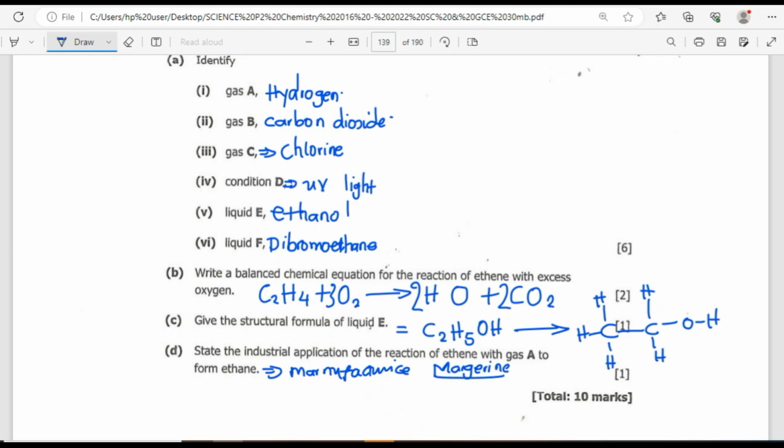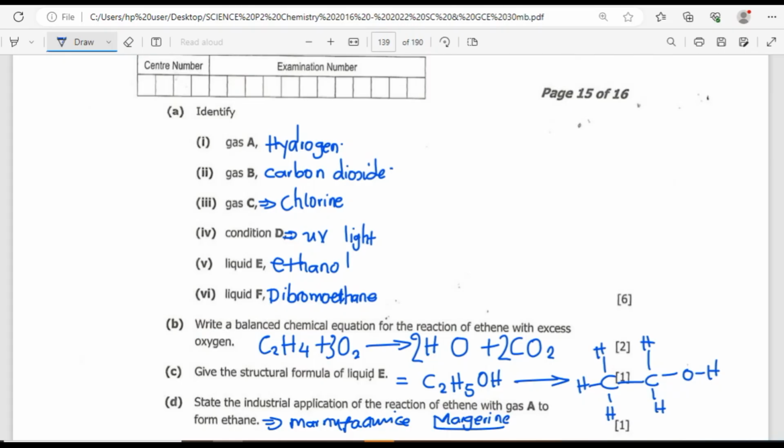Then for dibromo, I want maybe to look at the picture. Let me show you what is happening here for you to have dibromo. So we have ethene, C2H4 plus bromine. Remember, bromine is a halogen, and all the halogens are diatomic. So we are going to have C2H4Br2. Since there are 2 atoms of bromine, thus the name dibromoethane.